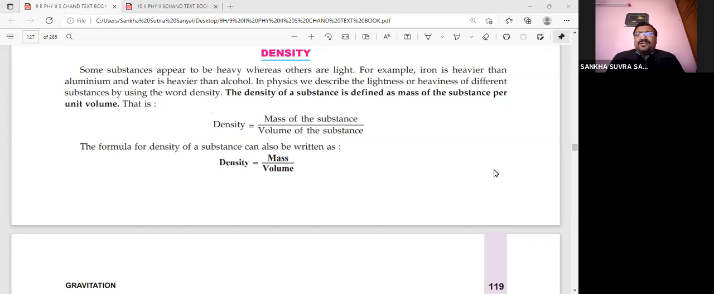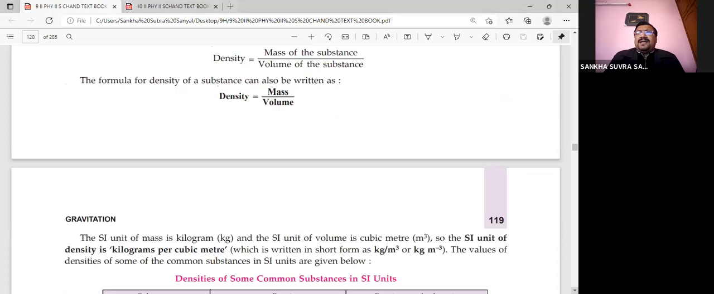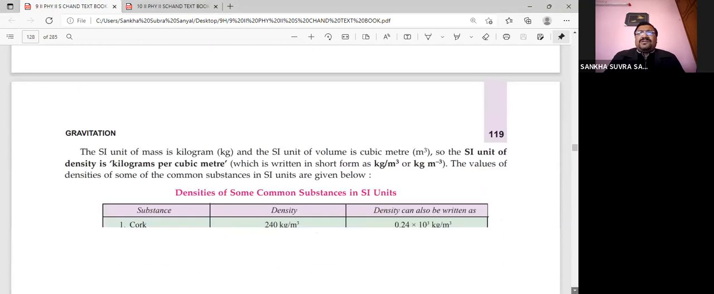When I say inversely proportional to each other, I mean that if the volume increases, the density would decrease and vice versa. The book says some substances appear to be heavy, whereas others appears to be lighter. For example, iron is heavier than aluminium, and water is heavier than alcohol. So when we talk about density, it's the heaviness or the lightness of the object that we are actually talking about.